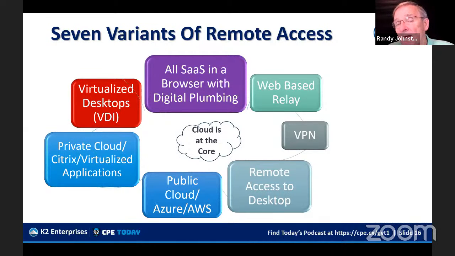Now, there's some simple ways to get things done, web-based relay services. That'd be things like GoToMeeting, and we'll talk about all these as we go. Then there's VPNs. Then you can have remote access to a desktop. You can do public cloud access. You can do private cloud access, and you can do VDIs. All of these 7 variants have internet connectivity as the core of what's being done.